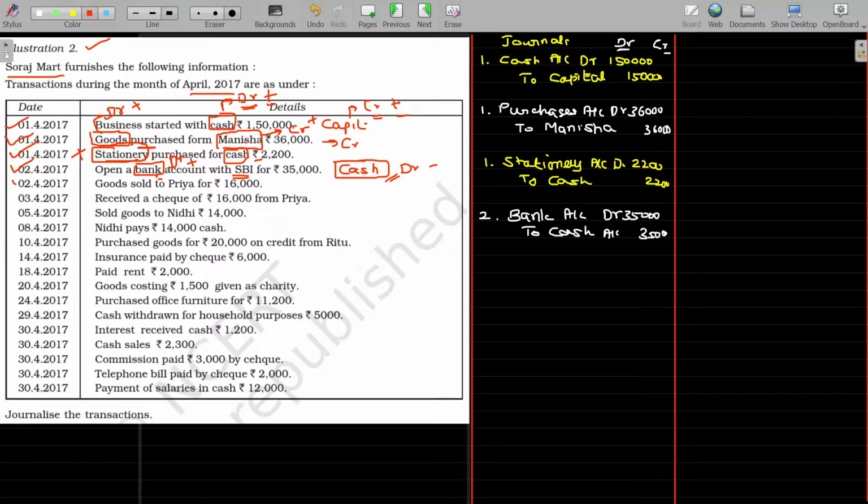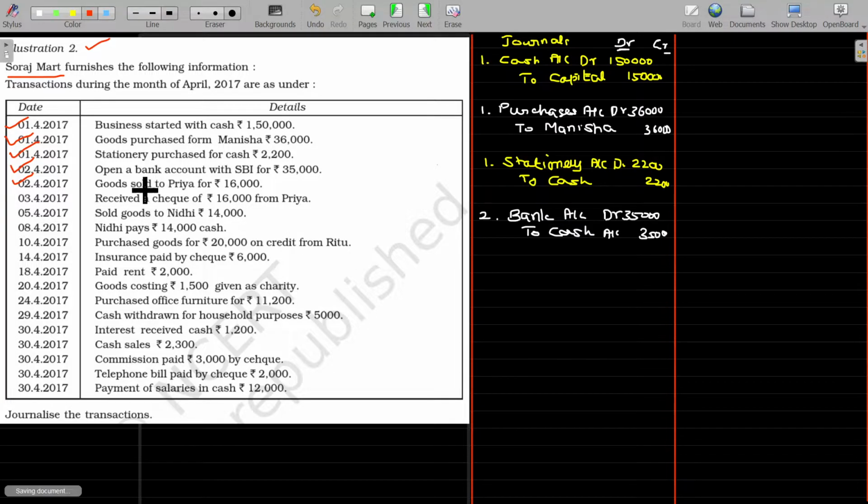And on 2nd, another transaction happened on the same date. Goods sold to Priya. Now, goods and Priya account. Goods is an asset, so debit balance. And Priya, we sold without getting the money, then the party is liable, so party is also debit balance here. Asset means debit balance. Goods is also asset, debit balance.